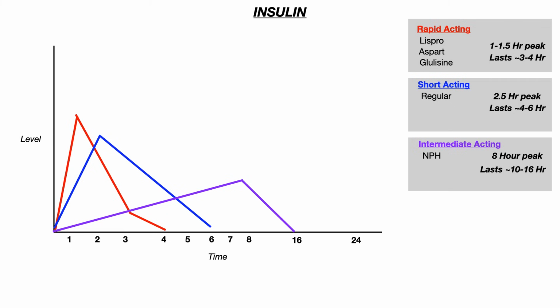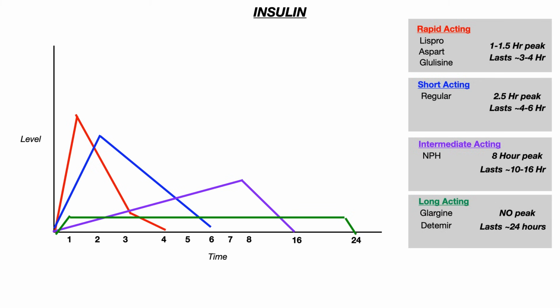The next group is the intermediate acting, and the major player in the intermediate group, which is shown on my graph in purple, is NPH. NPH insulin has a peak of around 8 hours, and overall it lasts for 10 to 16 hours. Now please take this opportunity to notice that on the axis of my graph, the time in hours is not drawn to scale because I'm jumping from 8 to 16 to 24 just to illustrate different insulins. But intermediate acting insulin, specifically NPH, has a peak of 8 hours and lasts 10 to 16. The final category, shown in green, is the long-acting insulins, and there are 2 that you need to know, glargine and detemir.